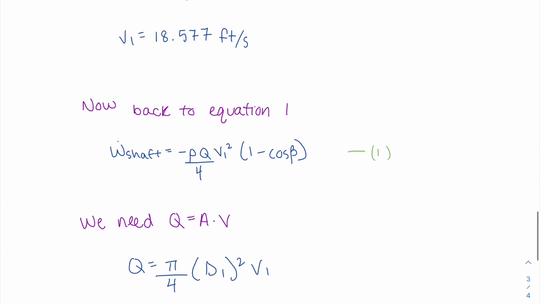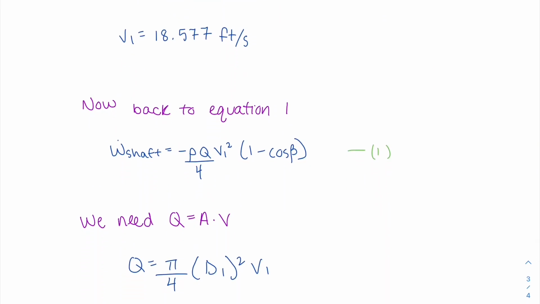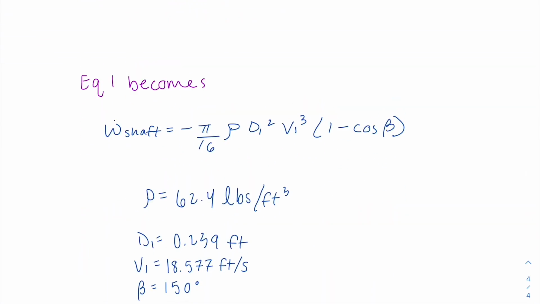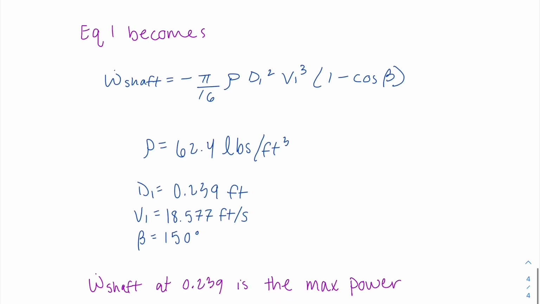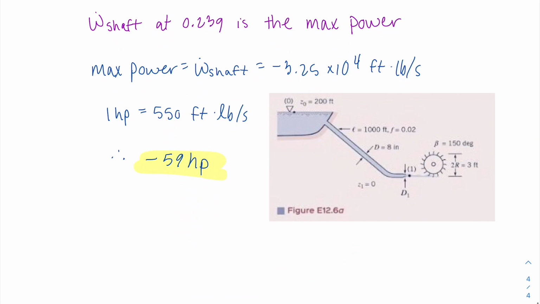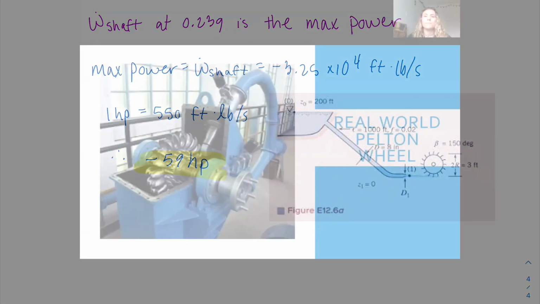Now back to equation 1, we need to find Q, and Q is equal to the area times the velocity. After plugging that back in, this is our final work shaft equation. After plugging in all of the known variables, I found that the work shaft is equal to negative 3.25 times 10 to the 4th foot-pounds per second. I converted this to horsepower and I found that the final answer is negative 59 horsepower.